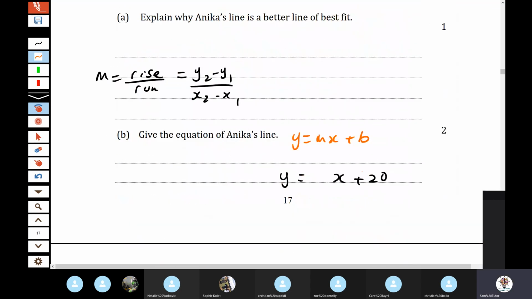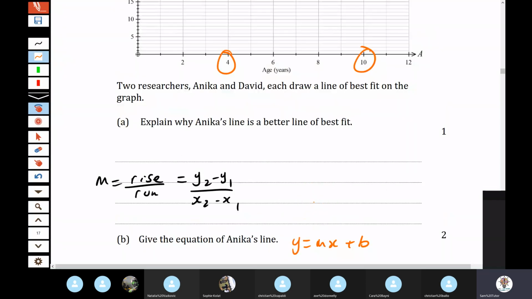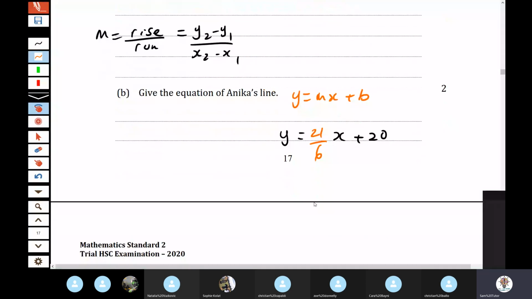So the answer is 21 over 6, I think we said. 21 over 6, x plus 20. You can write it as a decimal, you can leave it whatever you like. Happy with that? Easy. We can get 3 marks.